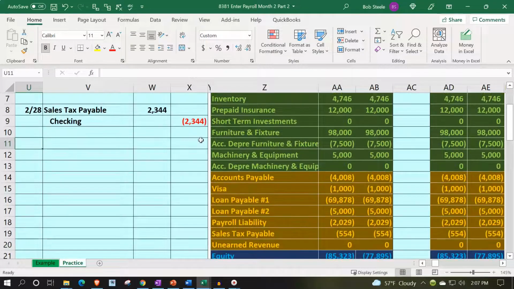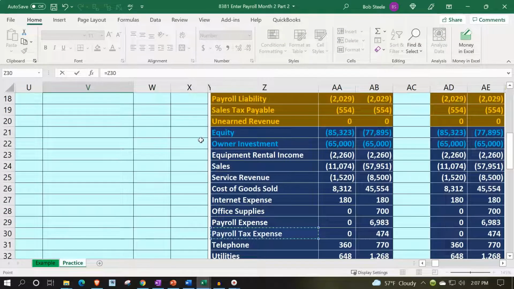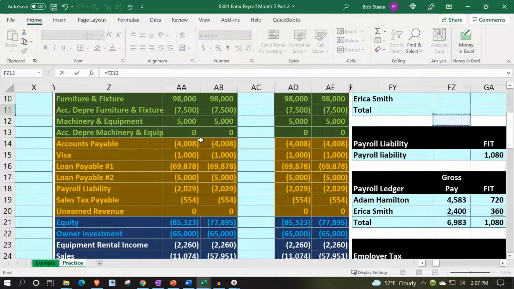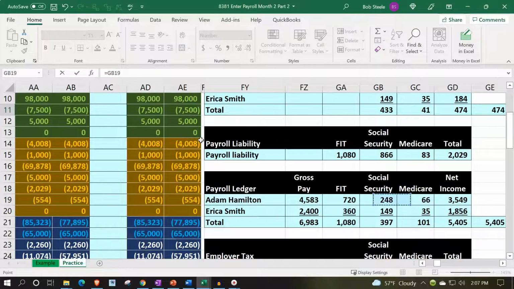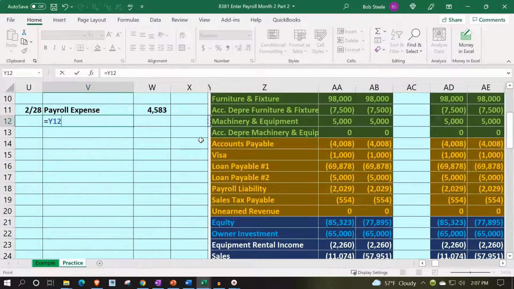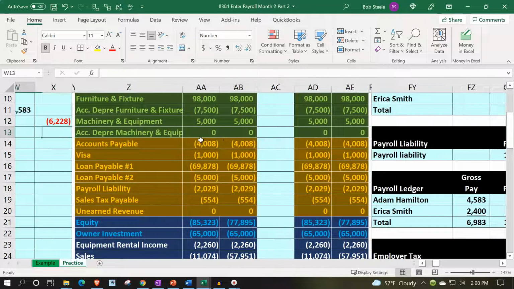We're going to say that we have on 228 the payroll expense down here, and not the tax, but the payroll expense. That's going to be equal to the gross pay. I'm going to start it out with Adam at the 4583. Then we're going to have the liability, payroll liability, that's going to go up. Payroll liability in the credit side, I'm going to say negative sum of the FIT, Social Security, and Medicare that we're taking from Adam.